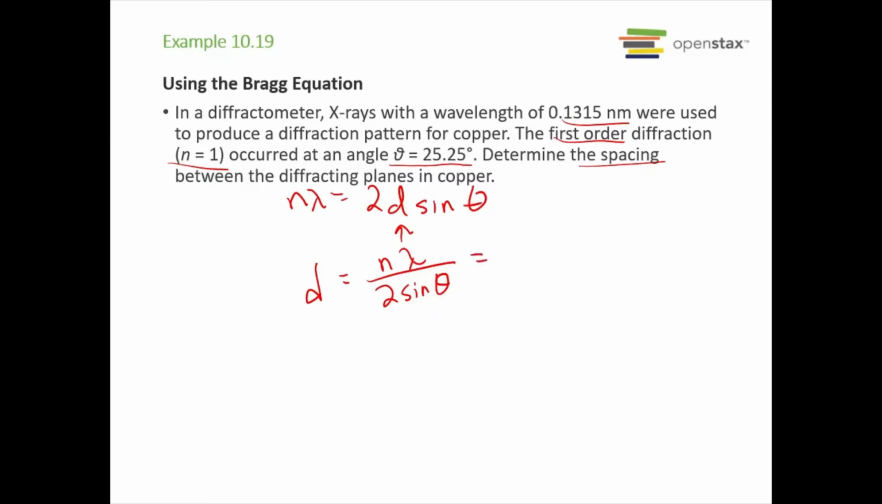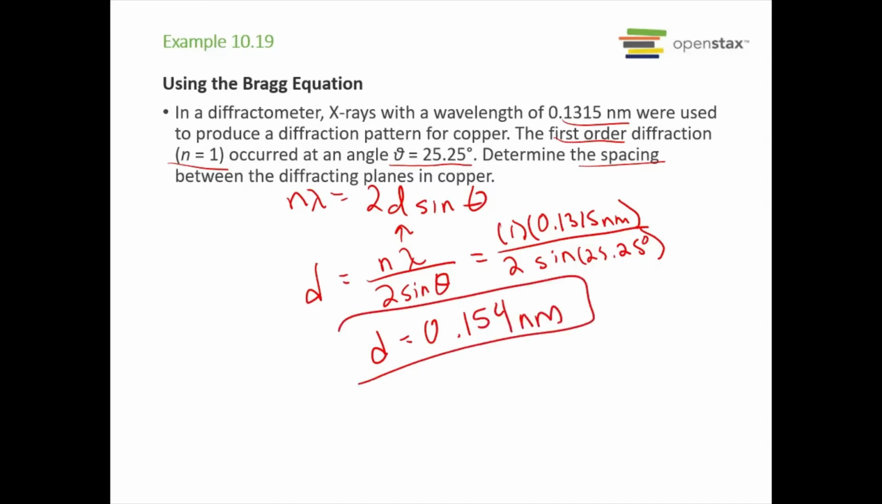So now we can go ahead and plug and chug. Notice it really doesn't matter, the distance is going to be in the same units as the wavelength. So unless you're told to put your wavelength in a specific unit, you can leave it as is. So n is 1 times lambda 0.1315 nanometers divided by 2 times the sine of 25.25 degrees. This calculates out to be a distance of 0.154 nanometers. So the distance between the planes is 0.154 nanometers.